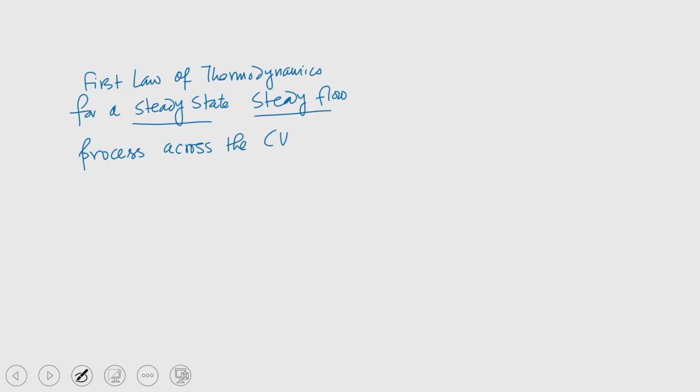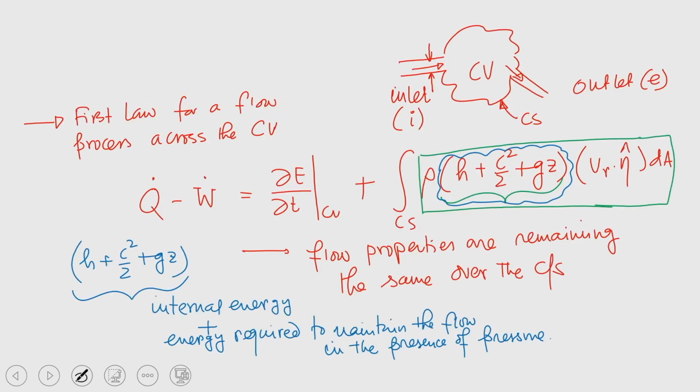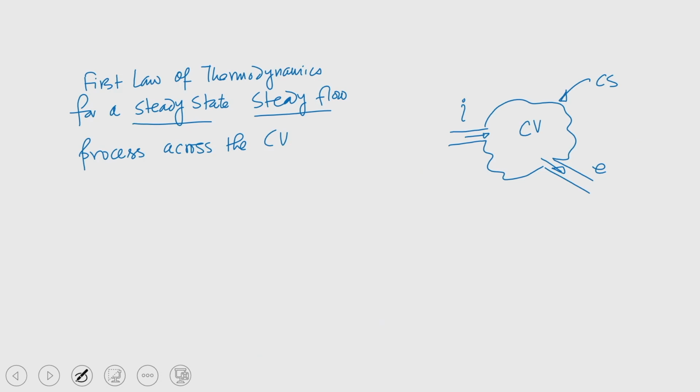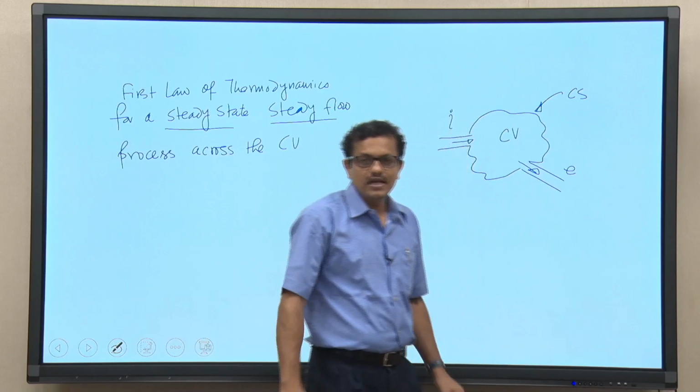Again let us assume that we have a control volume, and this is inlet I and that is exit E. Flow is going into the control volume and flow is coming out from the control volume. This is the control surface and this is CV. If we use this particular assumption that the flow properties do not vary over the cross section, we may have multiple such inlets and exits.